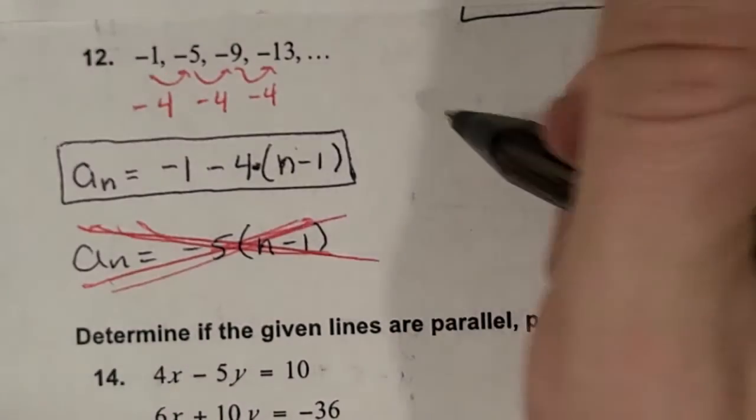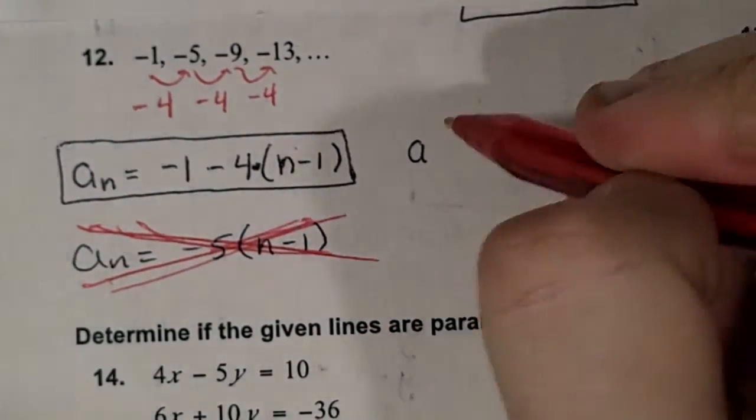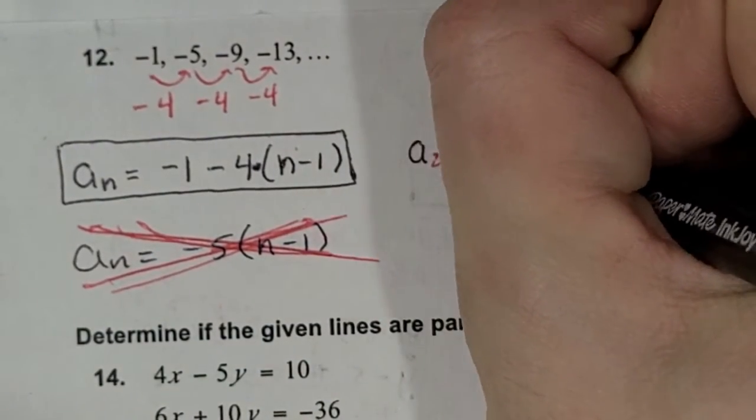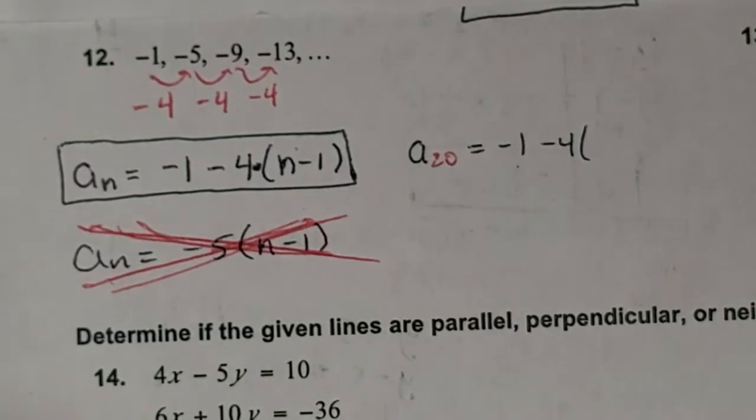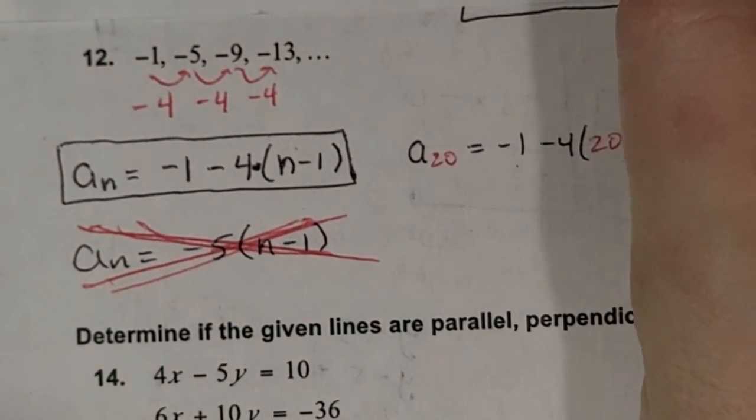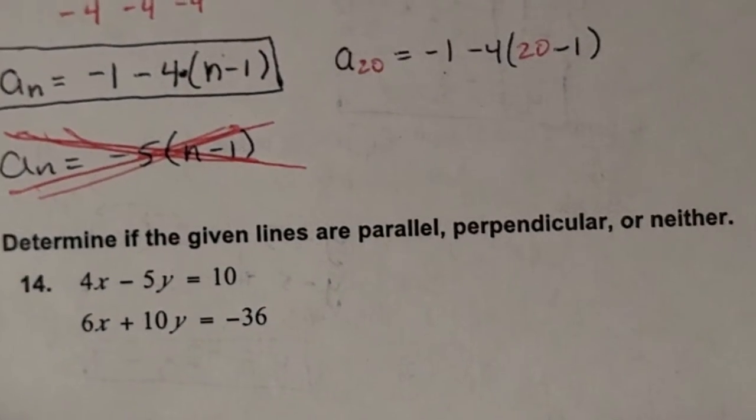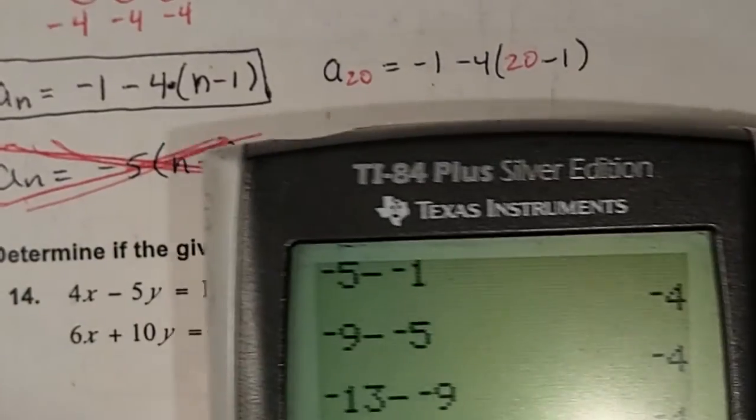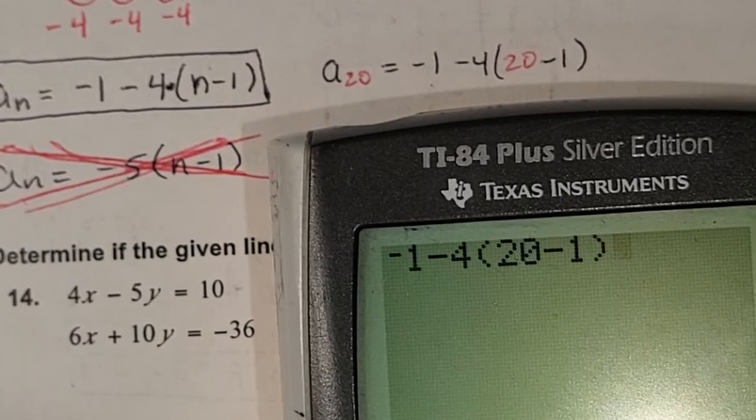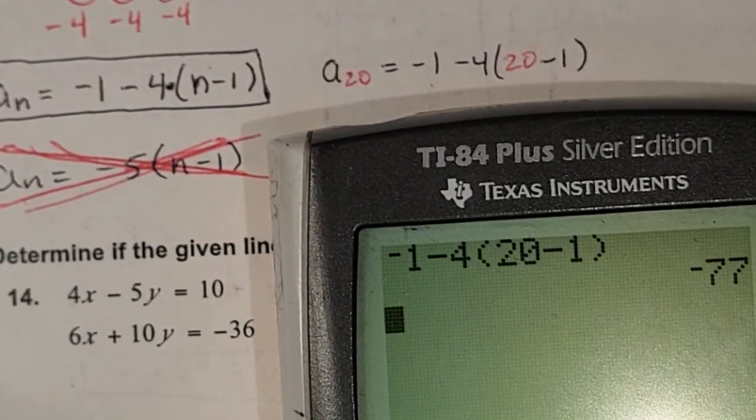Now, I still have to find my 20th term. So in this case, 20th term is -1 minus 4 times 20 minus 1. Again, you can punch this whole thing into a calculator if you want. Just for fun, that's what I'm going to do this time. So -1 minus 4 parentheses 20 minus 1, enter, you get -77.